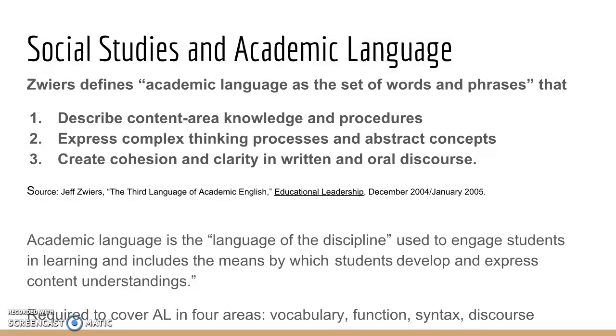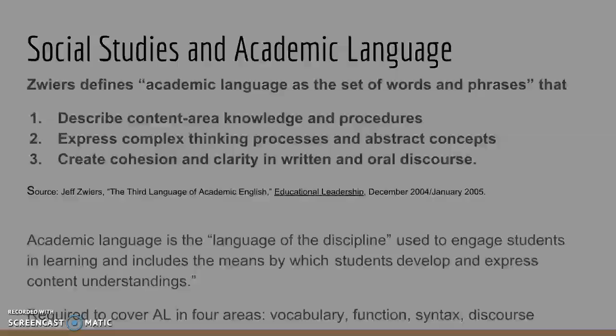Academic language is very important for the various disciplines within social studies: government, history, economics, geography. And it's also important for students to engage in the cognitively complex tasks that are used to understand the content in these disciplines. So we're required to cover academic language in 4 areas: vocabulary, function, syntax, and discourse.